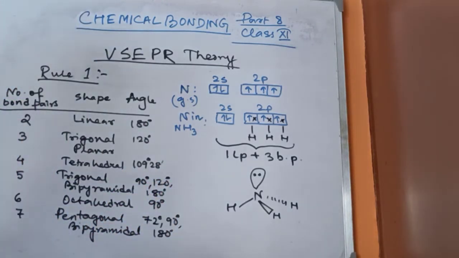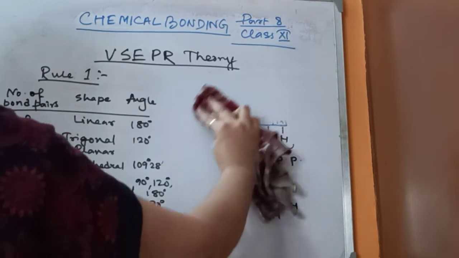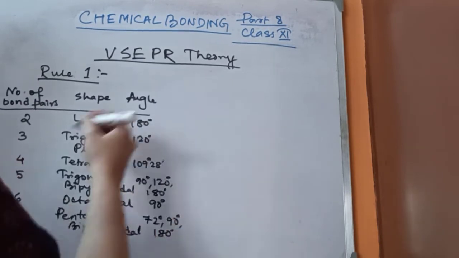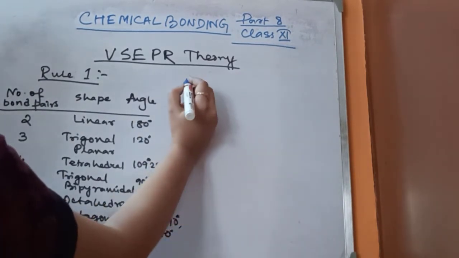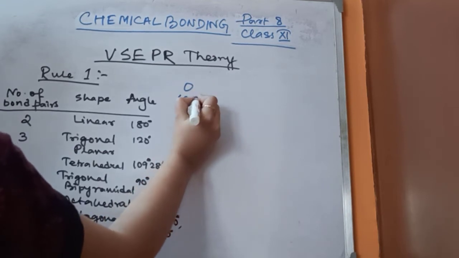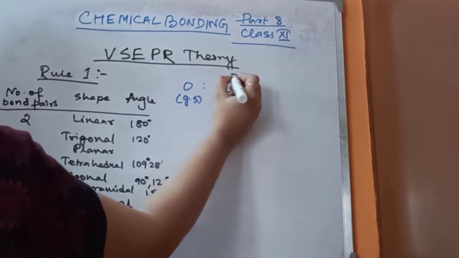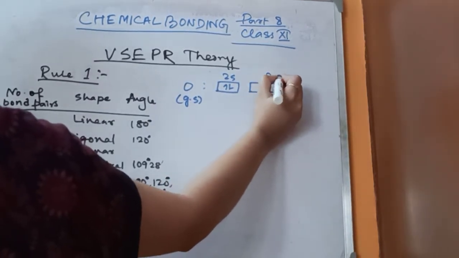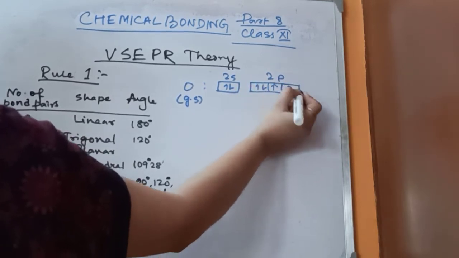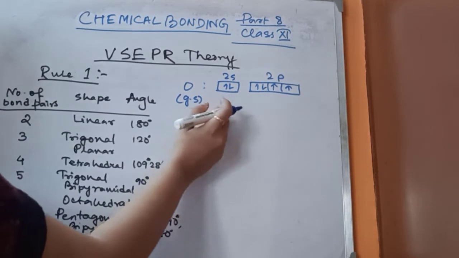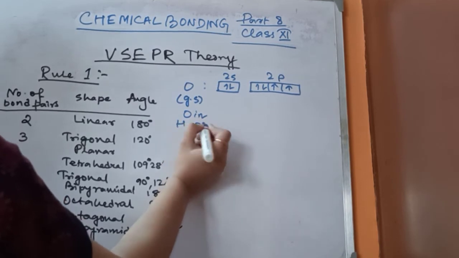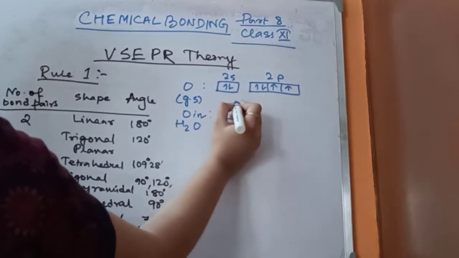Okay. So, now I'll come to another example. Water. Oxygen in the ground state will have 2s2, 2p4. We know that there are no vacant orbitals left. So, oxygen in water cannot go to an excited state.